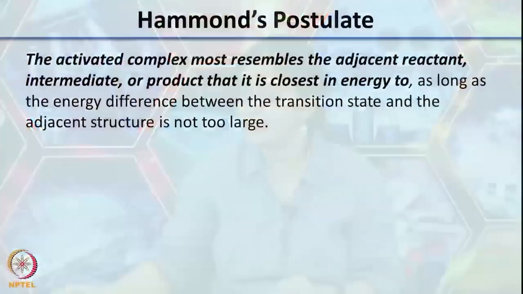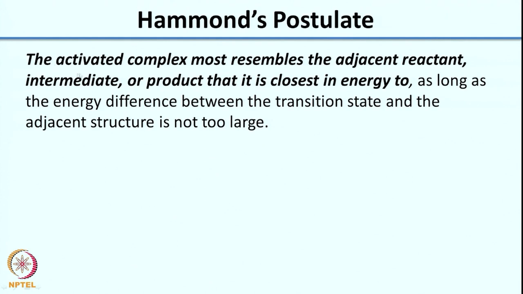And if you understand that the reaction coordinate essentially has to do with geometry, what is now going to be very clear for you is that Hammond's postulate is actually something which is very logical. So what the Hammond's postulate states is that the activated complex most resembles the adjacent reactant, intermediate or product that it is closest in energy to, as long as the energy difference between the transition state and the adjacent structure is not too large.